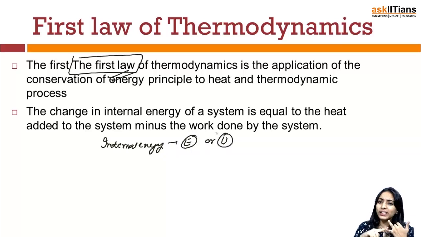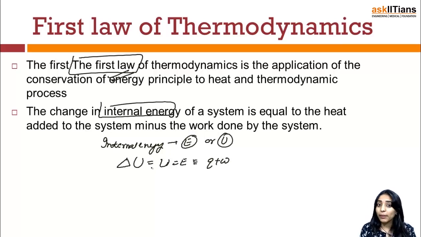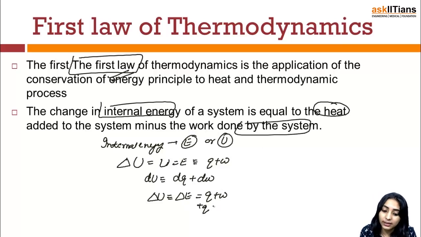Now we say that if you are doing some work on the system or if work is done by the system, if you are providing some heat to the system or if heat is provided by the system, whatever change you make in terms of heat and work, these total changes are going to be accountable for the internal energy. So I will write: the change in internal energy, delta U, is equal to delta E, which will be equal to Q plus W. Since we are talking about change, I can simply say dU will be equal to dQ plus dW. Where if heat is added to the system, you will put a positive sign, and if the work is done by the system, you will put a negative sign.